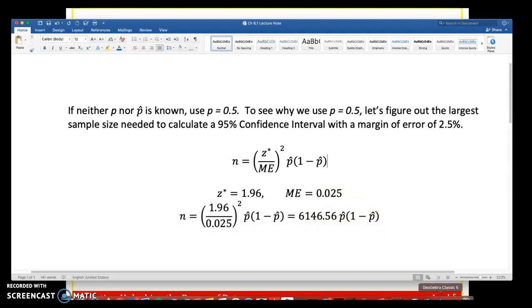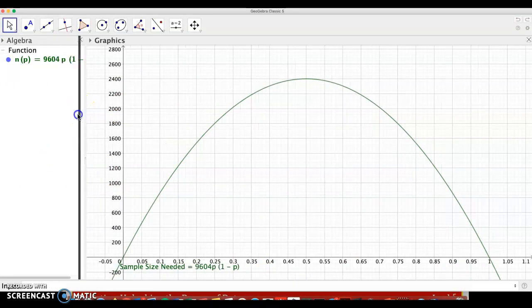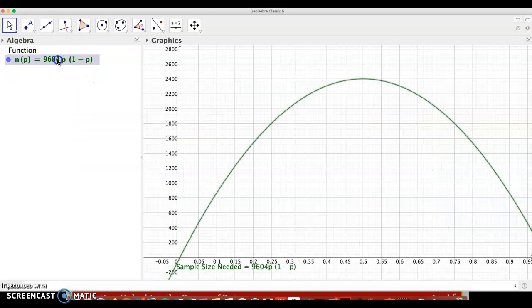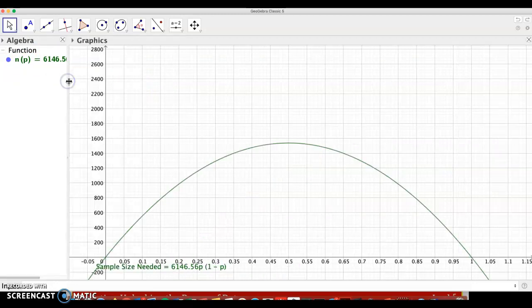So what I'm going to do is go over to a graphing calculator. I'm going to tweak this a little bit. And here what I've done is graphed, I just need to change this number up here to 6146.56. So I've graphed the sample size needed. This is your z star over the margin of error squared times p times 1 minus p hat. And if you remember, this ends up being an upside down parabola.